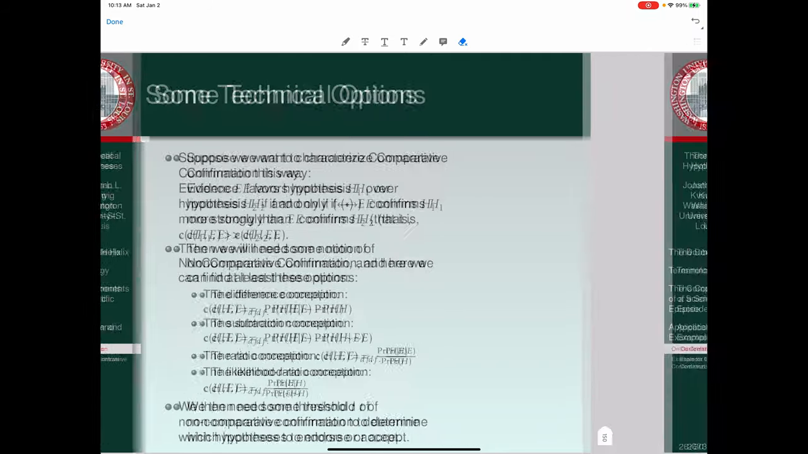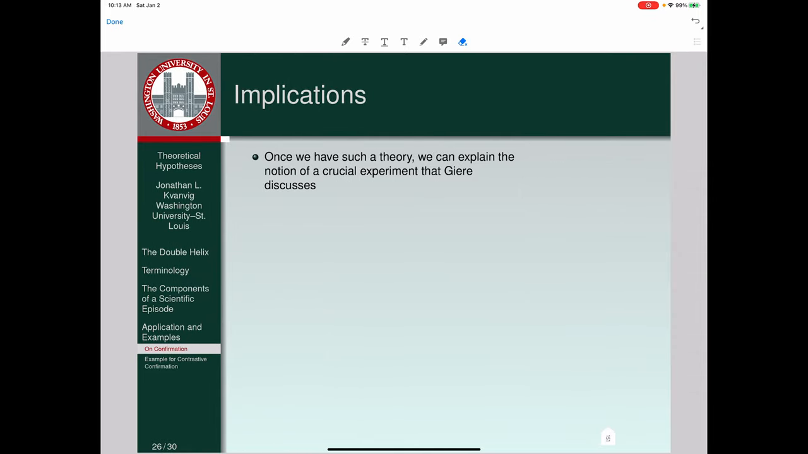So we'd have to come back to this question about threshold at some point, but we're not going to do that yet. We're still stuck at the level of incremental confirmation. Now, once we have such a theory, we can explain the notion of a crucial experiment that Geary discusses near the end of chapter 2.